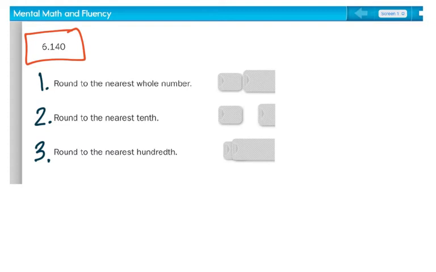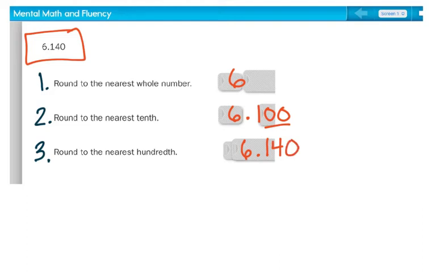So number 1, rounded to the nearest whole number, it's closer to 6 than it is 7. Nearest tenth is 6 and 1/10. You can put zeros behind it. You don't have to. Round to the nearest hundredth would be 6 and 14 hundredths, or 140 thousandths.